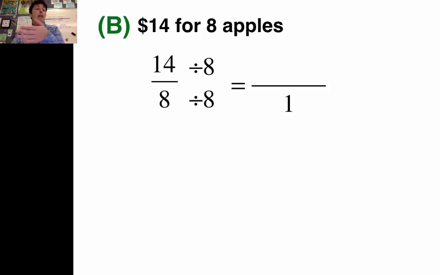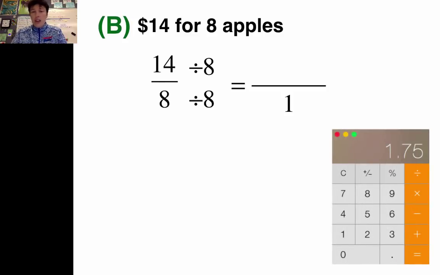Oh, it costs at the store $14 for 8 apples. All right, 14 over 8. But I want the unit rate. How much does just one apple cost? So what do I got to divide by to get that unit rate? Well, I got to divide by 8. 8 divided by 8 is 1. Then I'm probably going to just use my calculator to do 14 divided by 8. And look, I got 1.75, which makes sense.